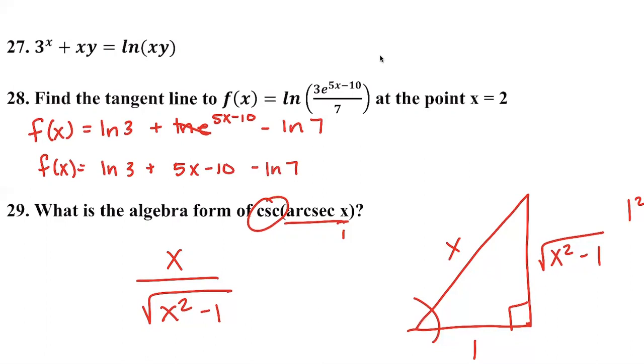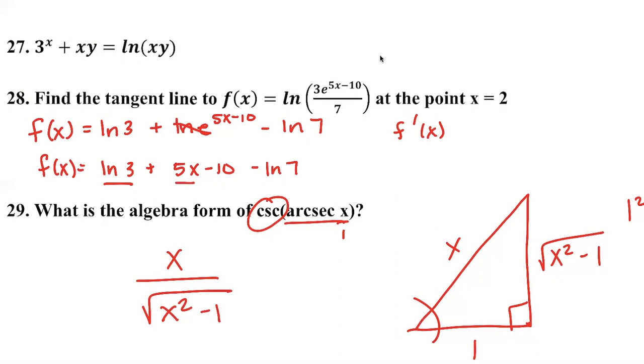Now, we've got to find the derivative yet. Well, what is the derivative of ln of 3? It's just going to be 0, because ln of 3 is a constant. Oh, okay, so that's a constant.